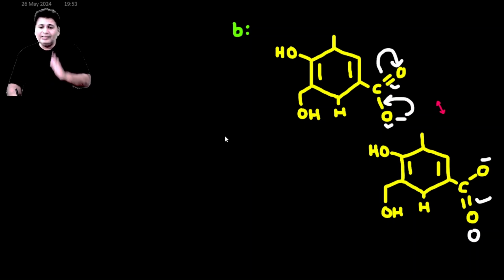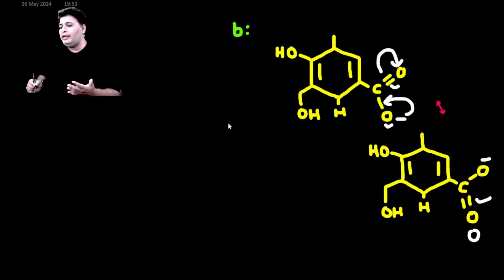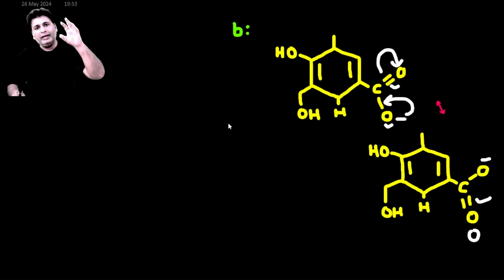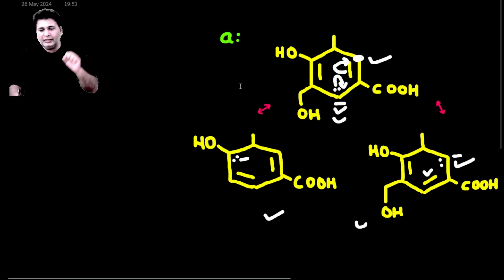Now at this point you have already seen that in A there were 3 resonating structures, okay. Which atom is bearing the negative charge in all the 3 structures? You should also give a good consideration. The carbon is bearing the negative charge in all of the 3 resonating structures, okay. 3 resonating structures, and the atom bearing the negative charge is carbon.